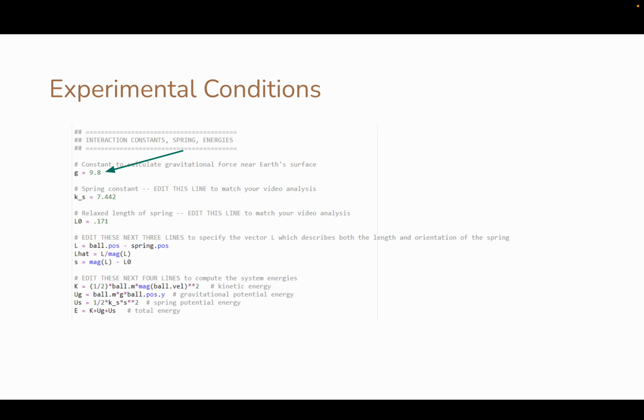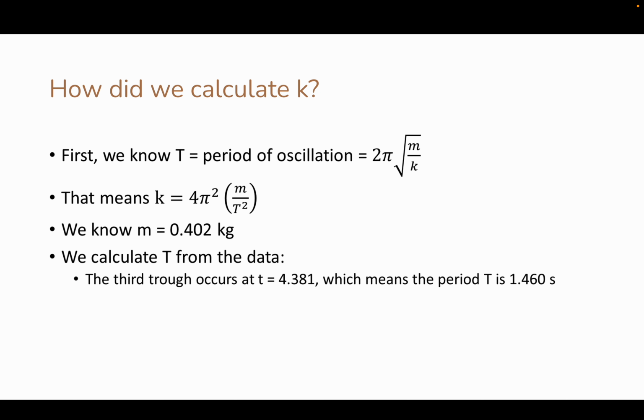Next, we need to determine the spring constant K and the relaxed length L. For K, there is a relationship between the period of the oscillation and the spring constant. T equals 2 pi times the square root of m over K rearranges to K equals 4 pi squared times m over T squared. Since we know that m equals 0.402 kilograms, we calculate T, and we got from this a K of 7.442 newtons per meter.